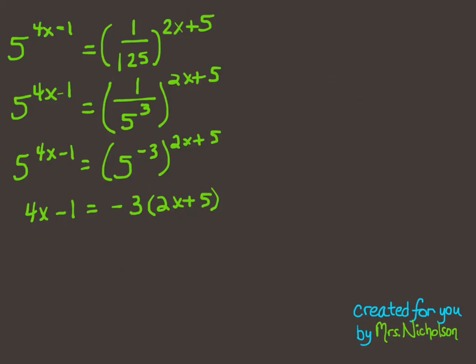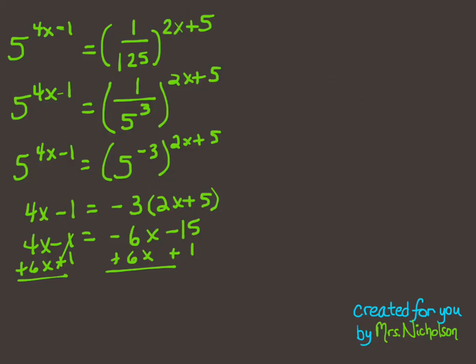And now we solve for x. On the right, I'm going to distribute that negative 3. And then, let's see, I'm going to add 6x to both sides and add 1 to both sides. And 10x is equal to negative 14, and then last step, divide by 10, and x equals negative 1.4. So again, pause the video and try the next one on your own.